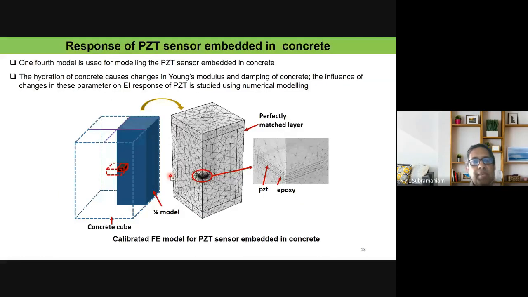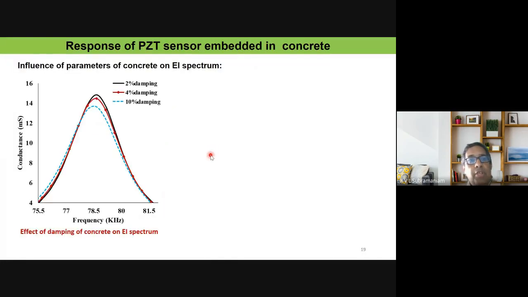And then we put it into concrete, where we model the PZT sensor, the epoxy surrounding it, and stick it into concrete. Now we can start playing with the properties of the concrete by increasing the Young's modulus, the Poisson's ratio, and all these properties of concrete to see what kind of changes could be produced. The first thing we tried was to look at the influence of damping. If I increase the damping of the material, we see a downward shift in the amplitude and a leftward shift in the frequency. This is what damping produces in the resonant behavior of the PZT.